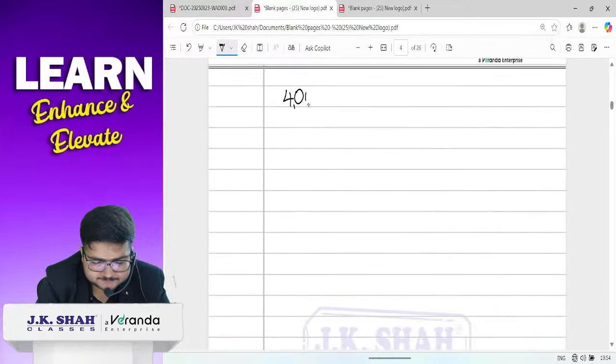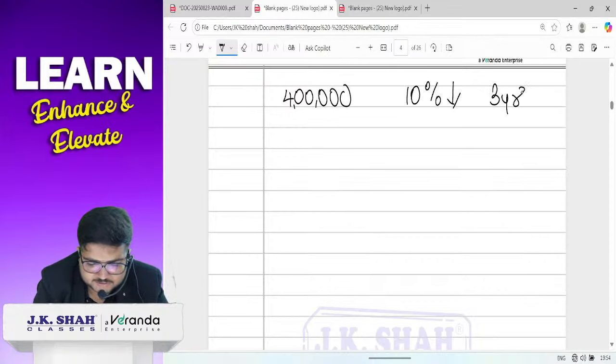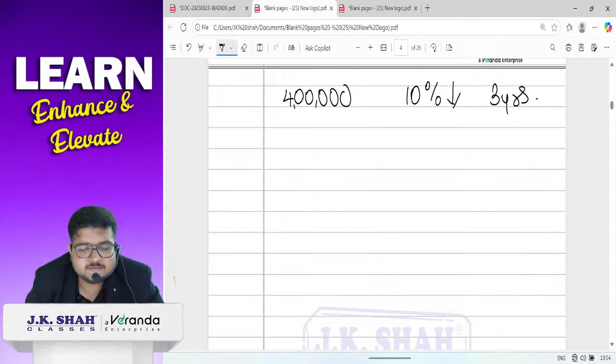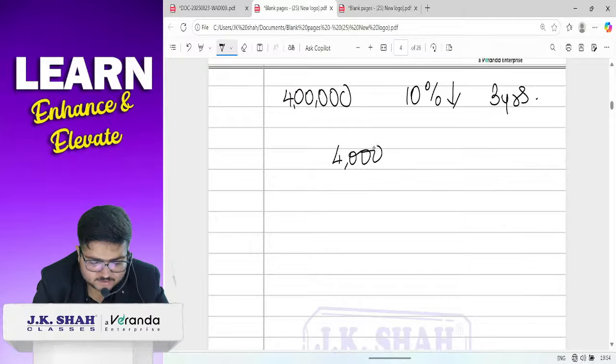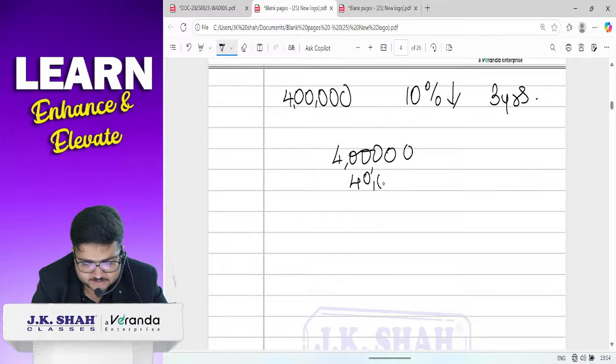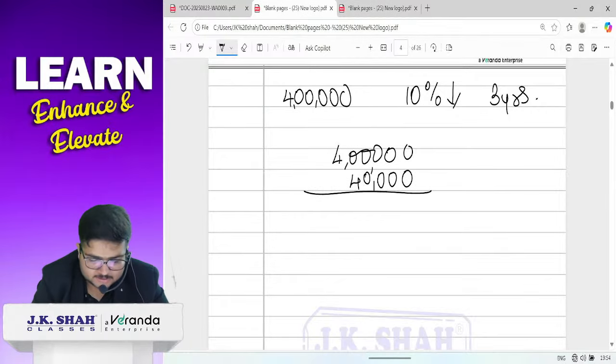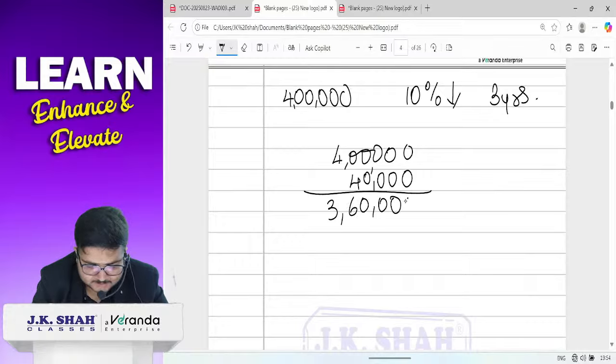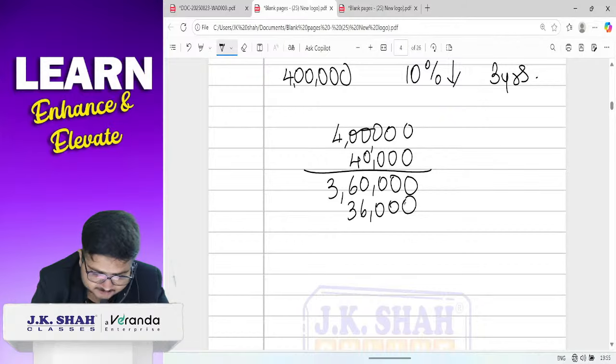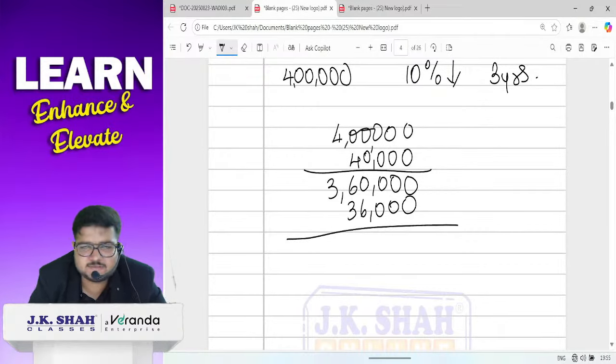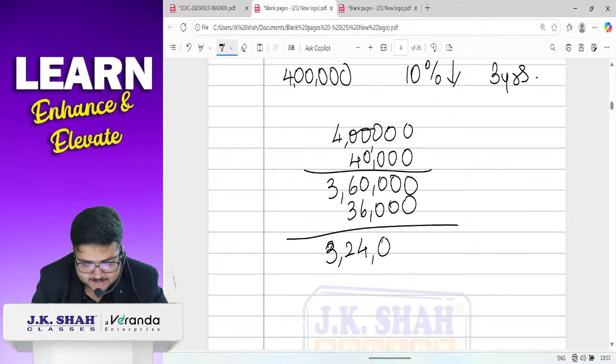Initial population 4 lakh, decreasing by 10%. We have to find the population after 3 years. Now please pay attention. Initial was 4 lakh. For the first year 10% will decrease. What is 10% of 4 lakh? It is 40,000. 40,000 people will go. Remaining population is 3,60,000. Now again we decrease it by 10%. What is 10% of 3,60,000? It is 36,000. We will subtract it from 3,60,000. Again 36,000 will go. The remainder will be 3,24,000.